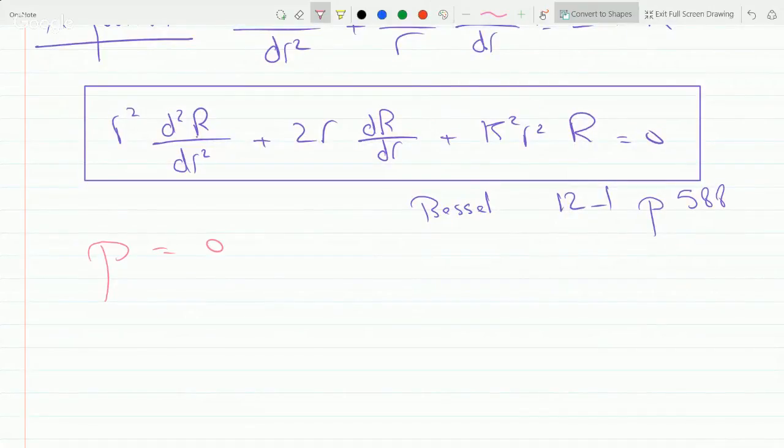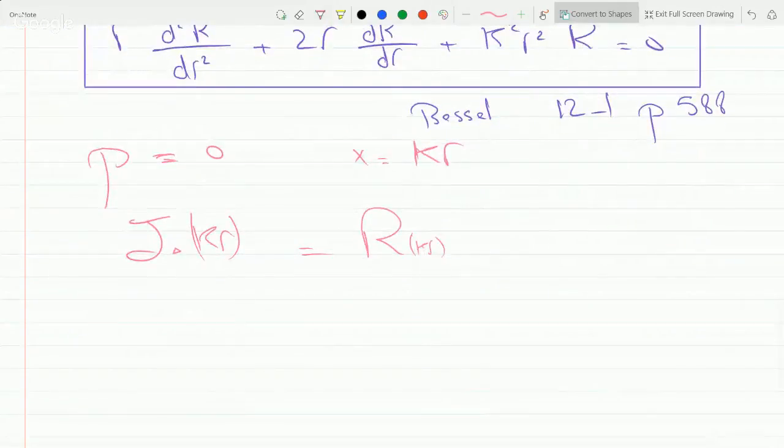P equals 0, and x is kr, according to this equation. So the solution to the Bessel equation will be the function J0(kr). This will be the R equation of kr. So this is the first solution.